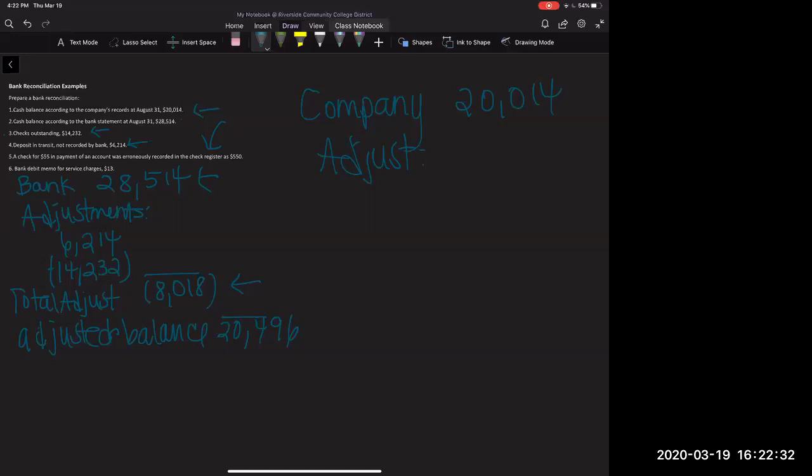And so to fix this, we're going to do the difference. We're going to do 550 less the 55, and that amount comes out to $495.